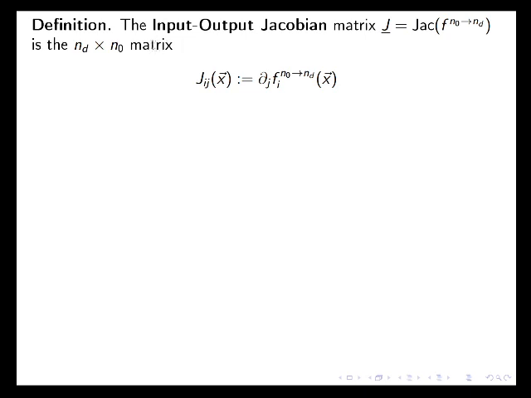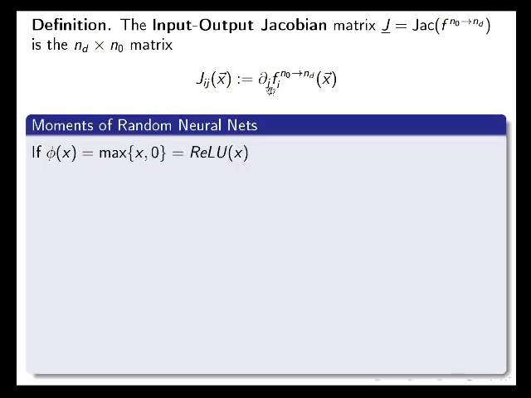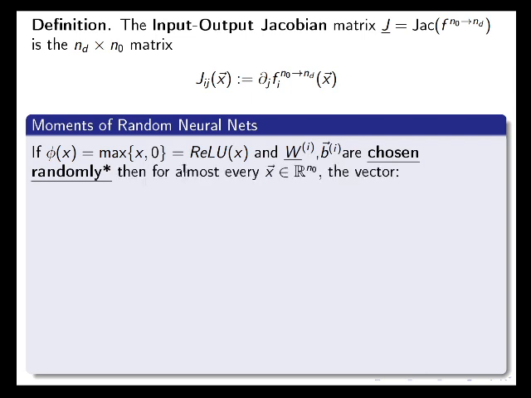Once you have the neural network, we're going to define something called the input-output Jacobian, which is just the derivative of the output with respect to the input. It makes an nd by n0 matrix, nd being the number of output dimensions and n0 being the number of input dimensions. And the result I want to tell you about is for this input-output Jacobian. The result works for ReLU networks, so the nonlinear activation function has to be the ReLU. And the W's and B's are chosen randomly, so it's going to be a statement for random neural networks.